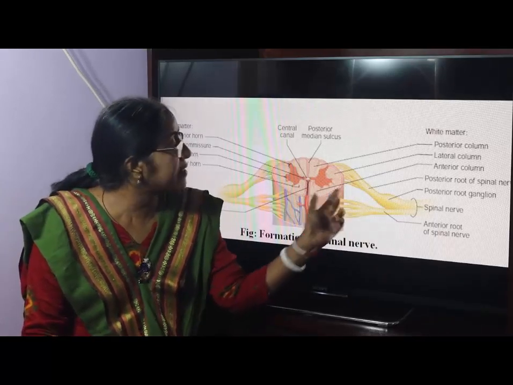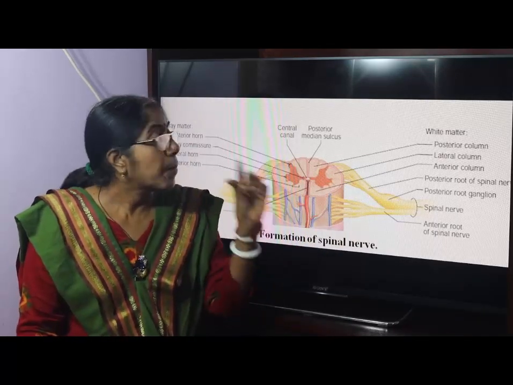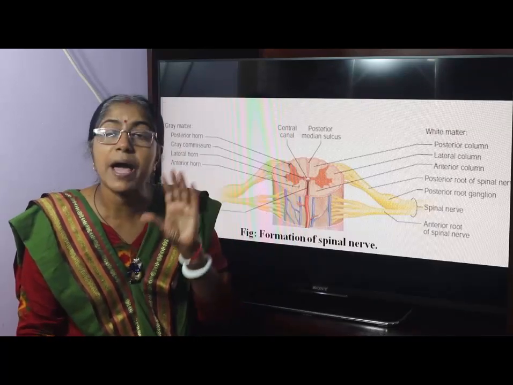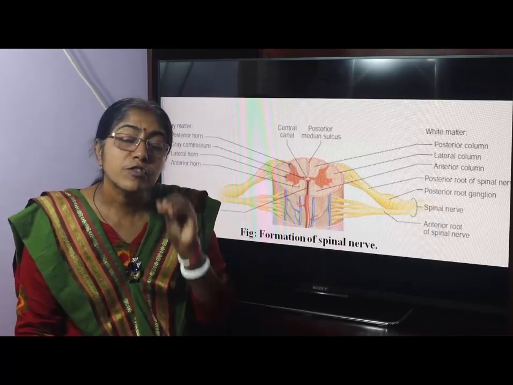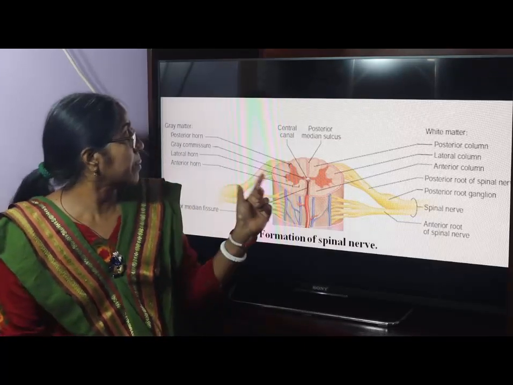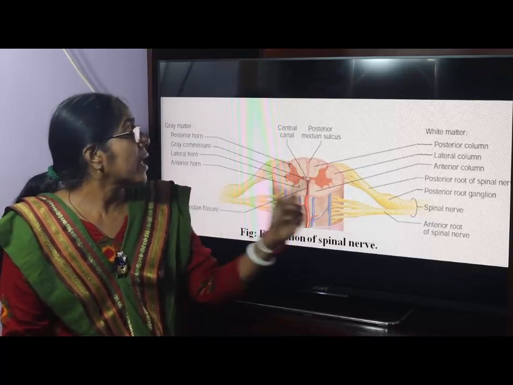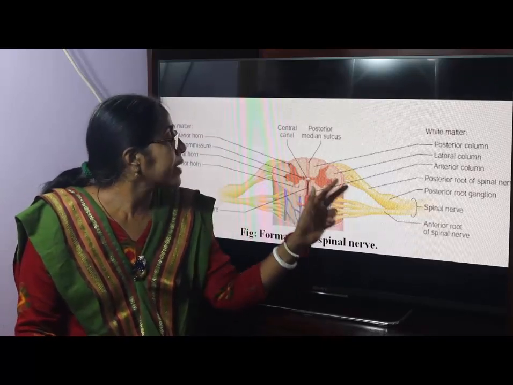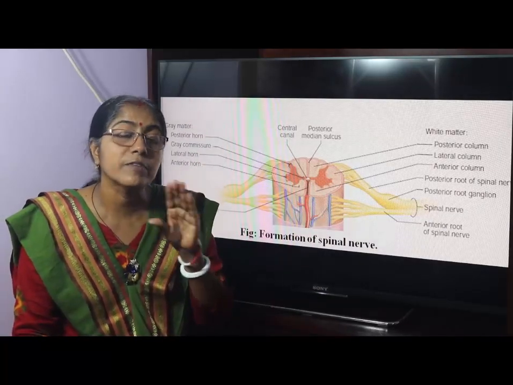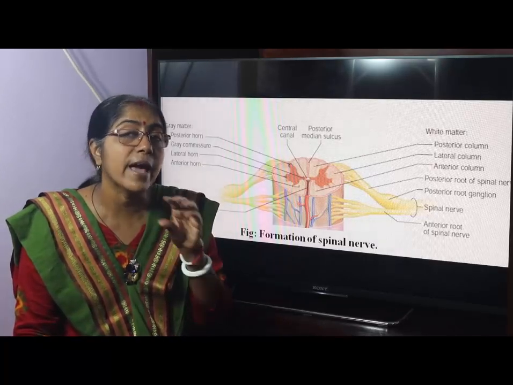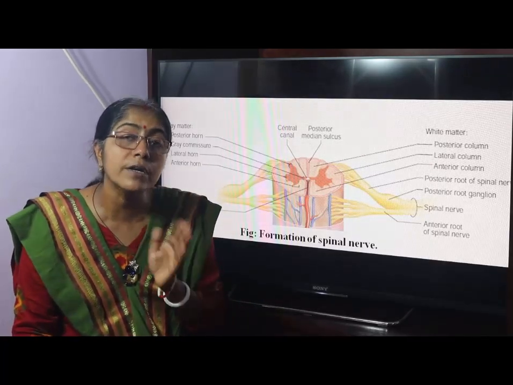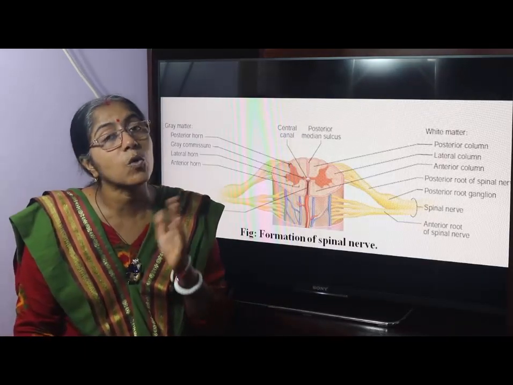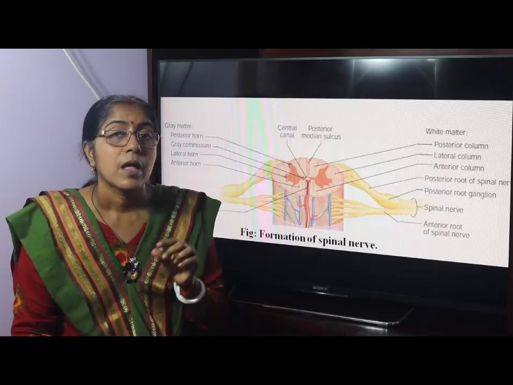And this is the spinal segment. I have told you, the portion of the spinal cord from which a pair of spinal nerves arises is termed as spinal segment. This is a spinal nerve and this is another spinal nerve. There are 31 pairs of spinal nerves arising from the spinal cord and they are mixed nerves.